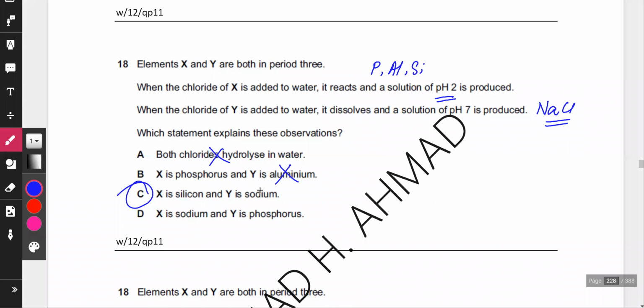Okay, is this clear? Ethan, Mohammed, is this clear? Bazga, Ibrar, Rida, is this clear? Yes, sir. Yes, sir.